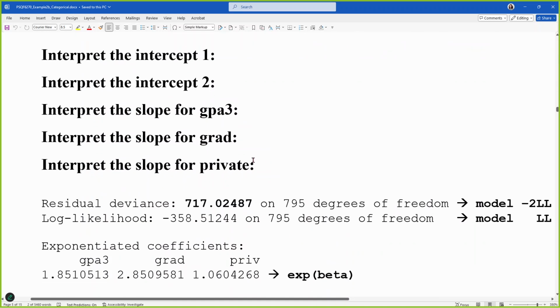Okay, so we got the slopes. Now the rest of the output here. Residual deviance. This is how short your data are. This is -2 log likelihood where smaller is better. So we would watch this go down, and we would watch log likelihood go up. They're inversely related because this is -2 times log likelihood.